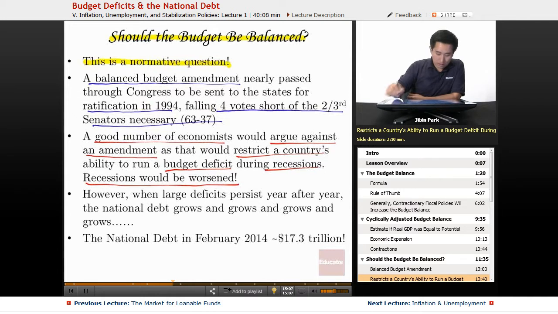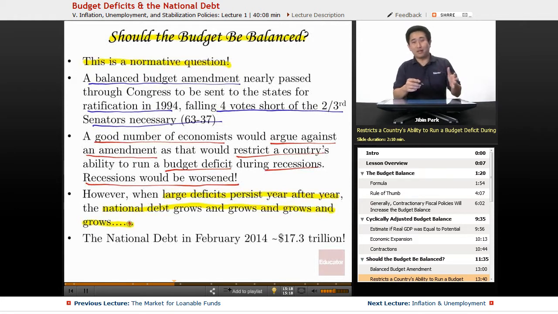However, when large deficits persist year after year, the national debt grows and grows and grows. So maybe if you have a deficit in a couple of years, then it might be a good thing to go back into surplus. Perhaps deficits aren't too bad if it's 2 or 3 years, but when every year is a growing deficit, you can understand why some politicians might call for a little fiscal responsibility, maybe a little austerity, a little bit of short-term pain for long-run gain.